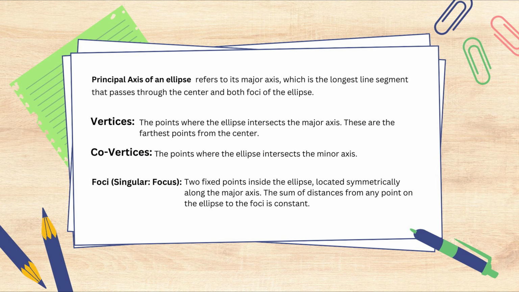Vertices, the points where the ellipse intersects the major axis. These are the farthest points from the center. Co-vertices, the points where the ellipse intersects the minor axis. Foci, two fixed points inside the ellipse, located symmetrically along the major axis. The sum of distances from any point on the ellipse to the foci is constant.